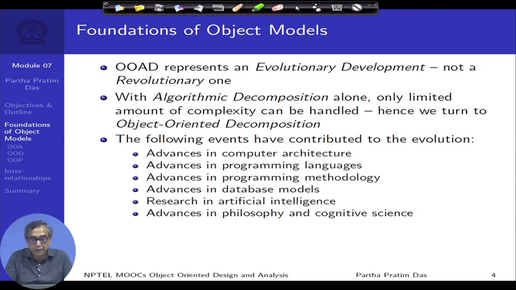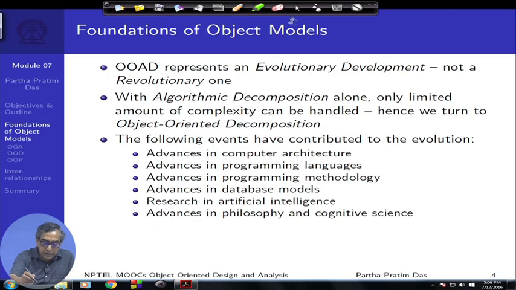We now have databases which are called, say, no SQL database, unstructured data database. So, that is a regular evolutionary process that is going on. Even research in artificial intelligence, which has shown us how much the reasoning can be structured, how much the reasoning can be automated, even advances in philosophy, cognitive science, understanding of our own thinking process have all contributed towards the emergence of object oriented paradigms.